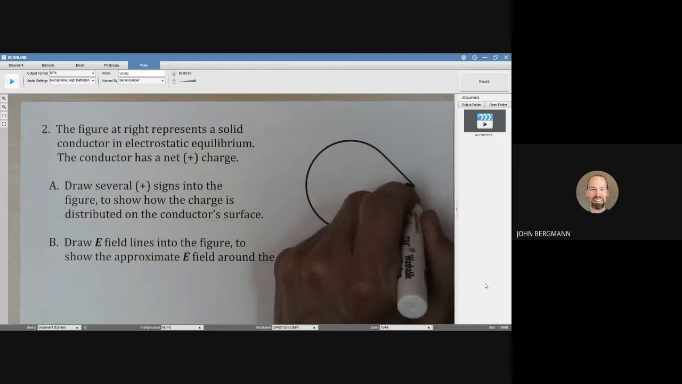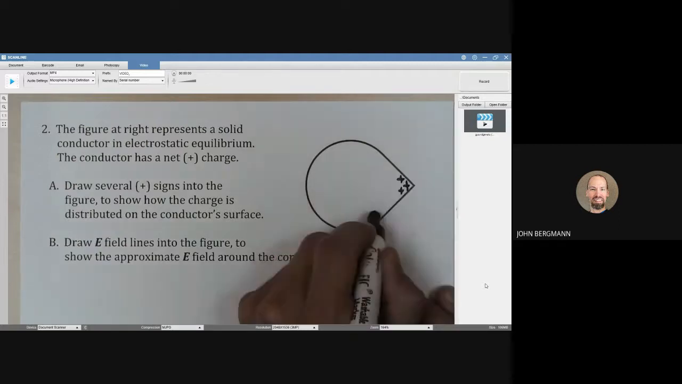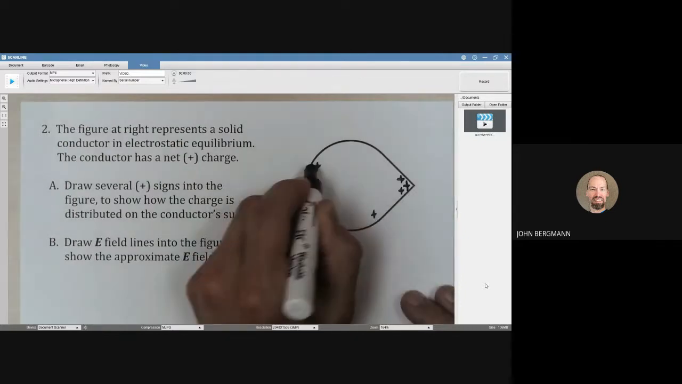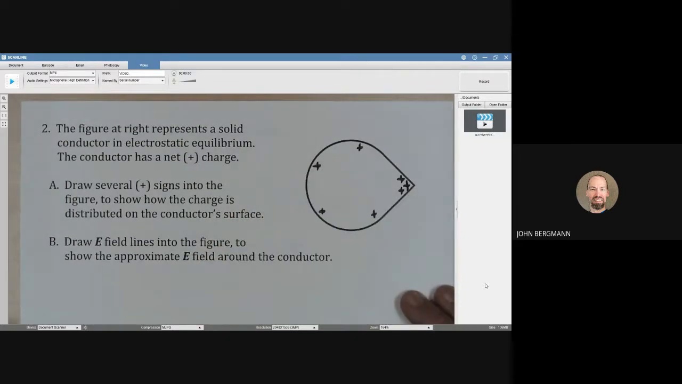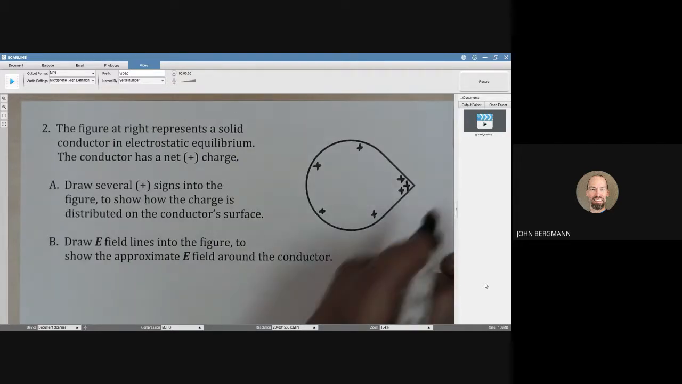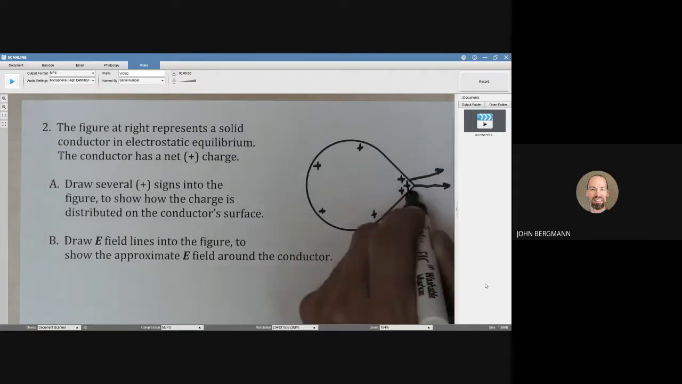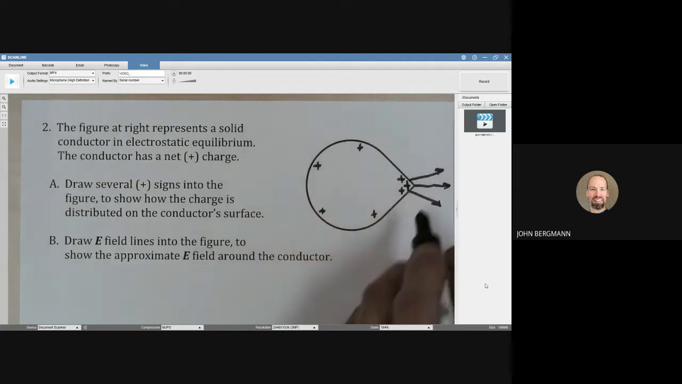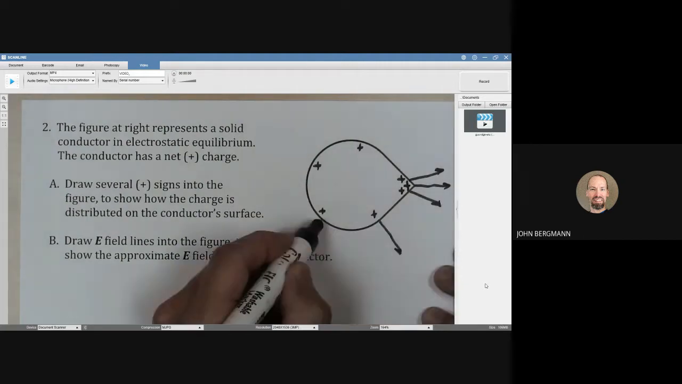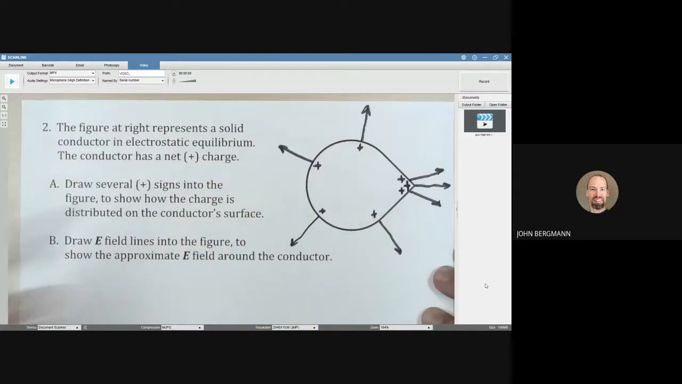Areas where the radius of curvature is small, charge is going to be built up. And where the radius of curvature is large, the charge is going to be spread out. Something like that. If we were to draw electric field lines in here, electric field lines go away from positives and toward negatives. So the electric field lines are going to be spaced quite closely here at the right side of this, but then they're going to be spaced much further apart for the rest of this conductor, something like that.